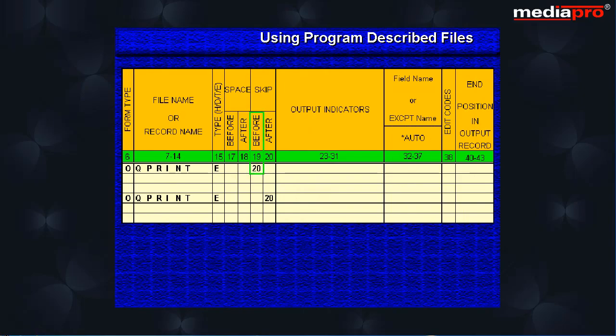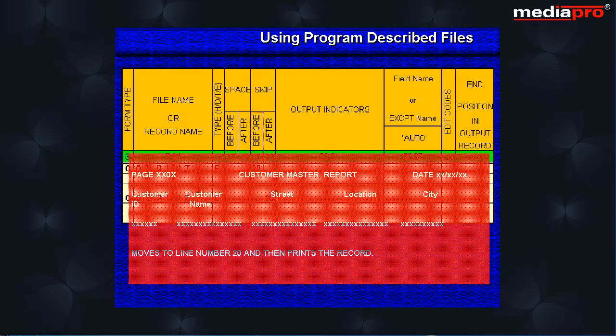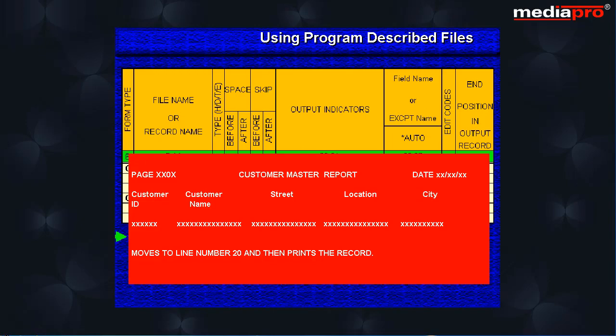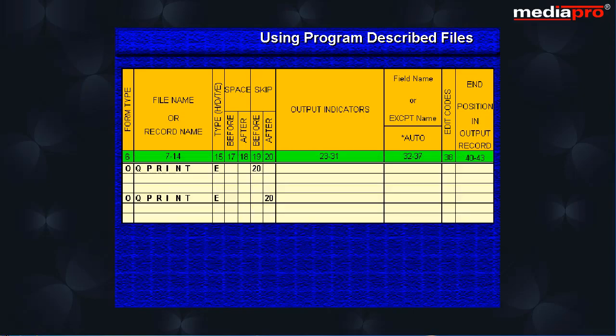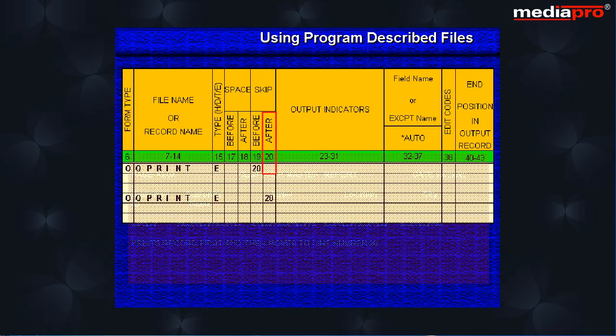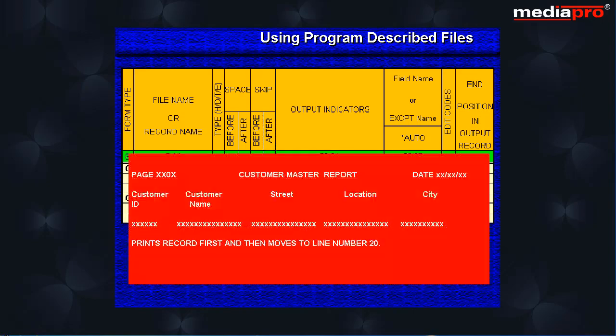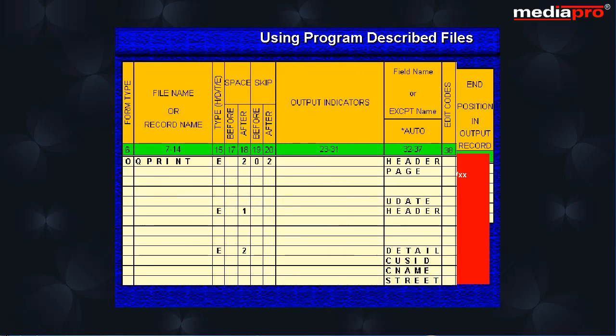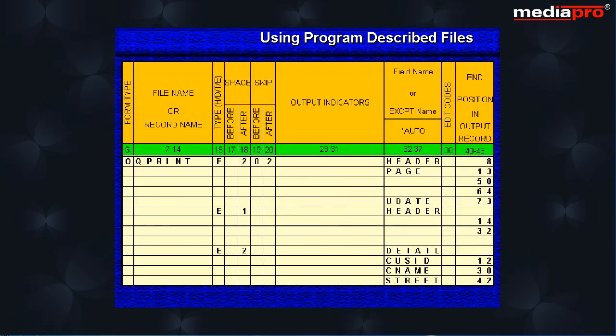Skip 20 before printing causes the printer to advance to line number 20 before the report line is printed. Skip after causes the printing of the current record to be done first and then the printer moves to the specified line. Next, we describe the contents of each line of the report through a series of field description entries.